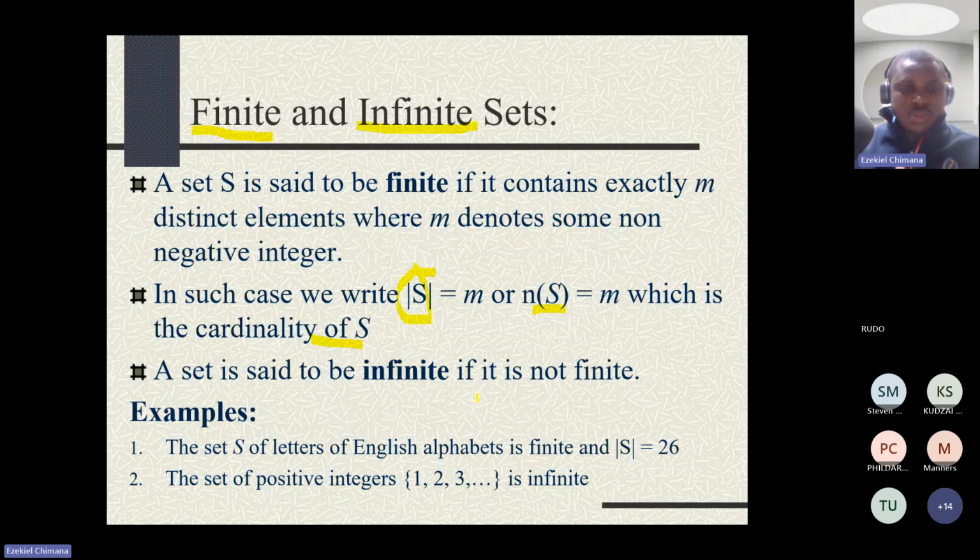So, for example, the set S of letters of the English alphabet is finite because we know that A to Z is 26. We've got 26 letters in the English alphabet. So the set of positive integers, we know that it's infinite. We can start from 1 up to positive infinity. So that set is infinite.